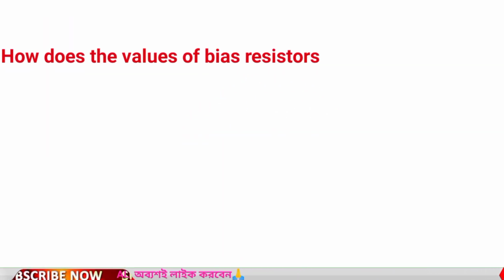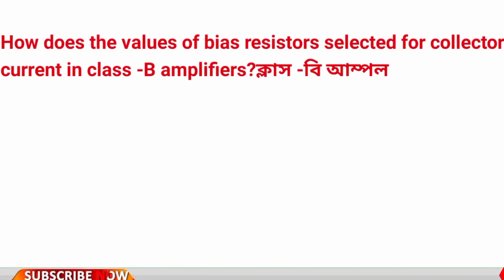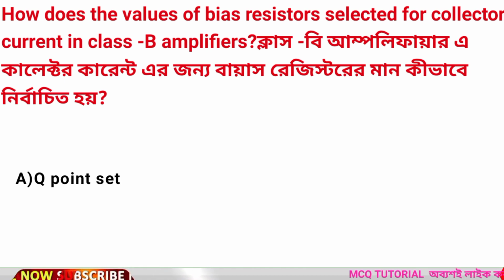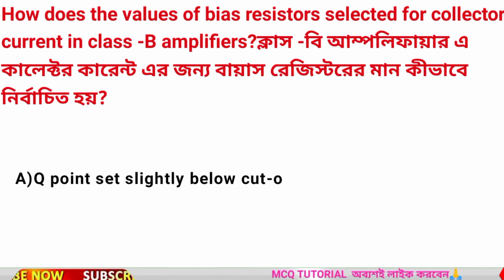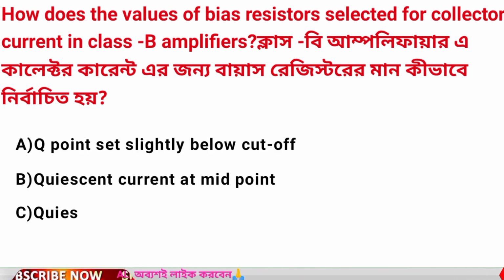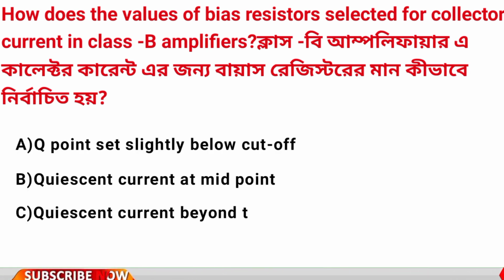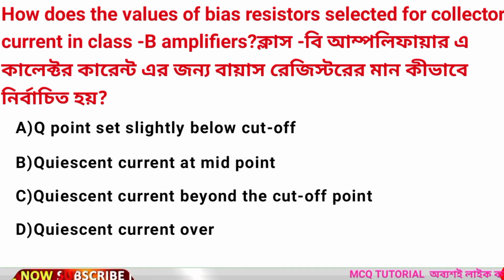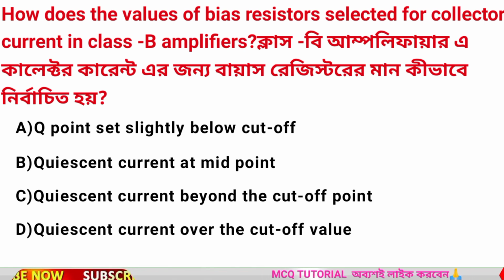How are the values of bias resistors selected for collector current in Class B amplifiers? Option A, Q point set slightly below cut off. Option B, quiescent current at midpoint. Option C, quiescent current beyond the cut off point. Option D, quiescent current over the cut off value.